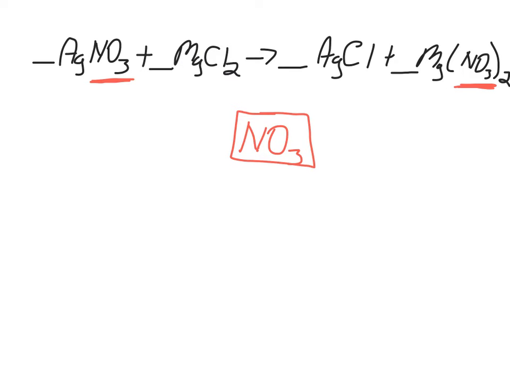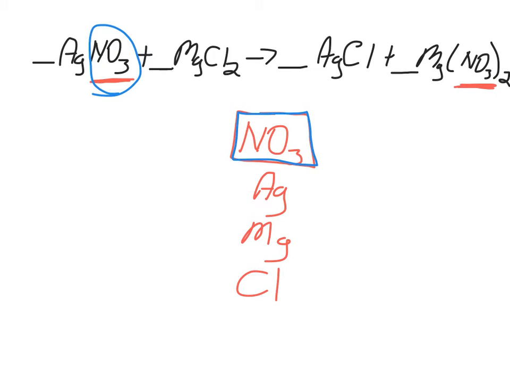All right, now what other chemicals do we have in there? Yep, Ag, very good. What else? Mg and Cl, very good. Okay, so look at NO3. Look at the whole thing. How many NO3s do I have on the reactant side? NO3 is all together, it's one unit. How many NO3s do I have? 1. You have 1, okay?